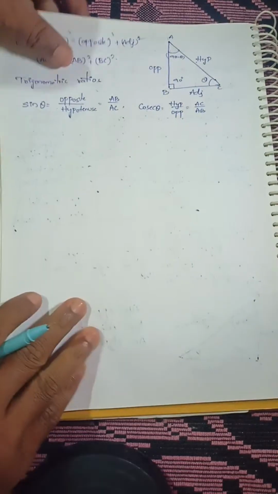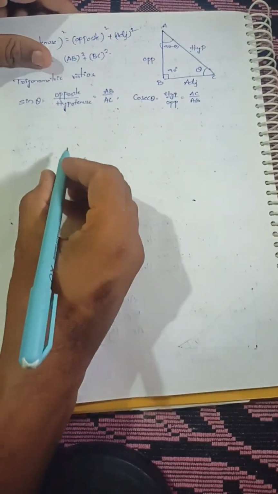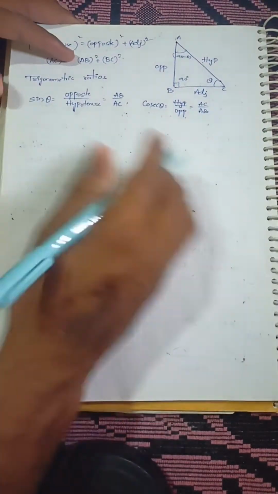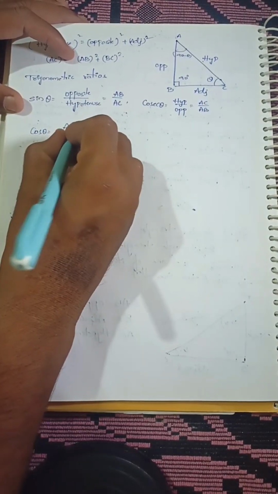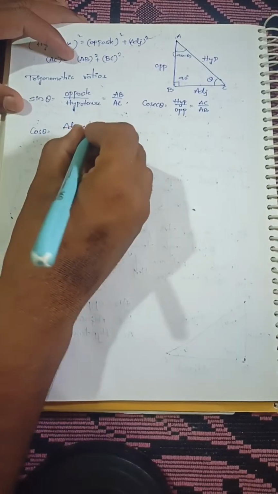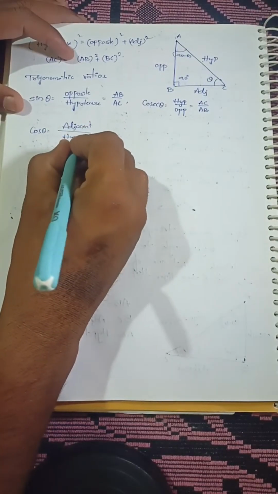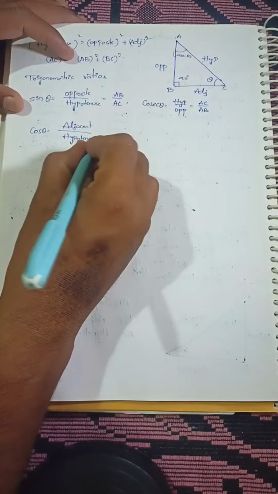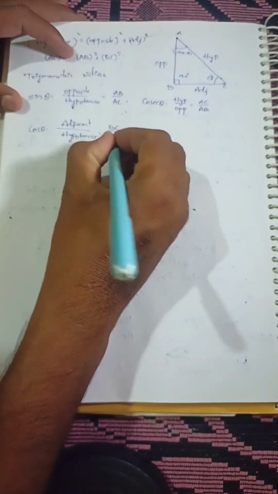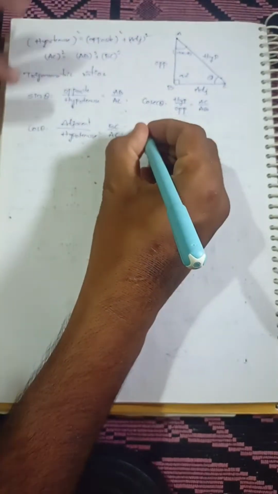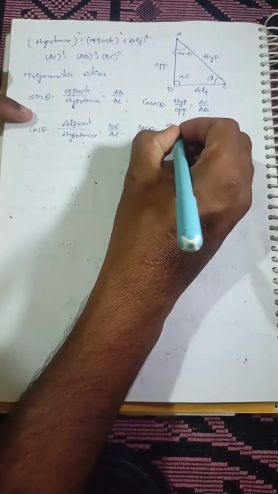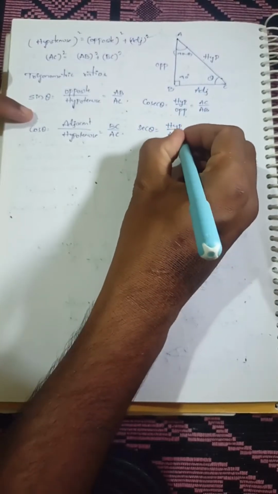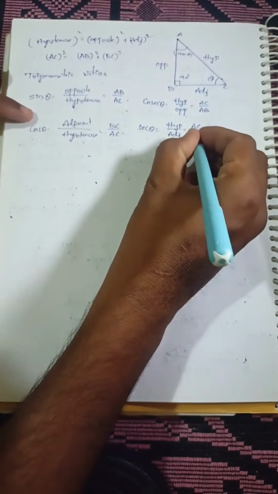Now see the continuation of sin theta. After that we are going to write down cos theta. Cos theta equals adjacent by hypotenuse. This is the adjacent and this is the hypotenuse, that is BC by AC. Cos theta exactly reciprocal is secant theta, that is hypotenuse by adjacent, that is AC by BC.